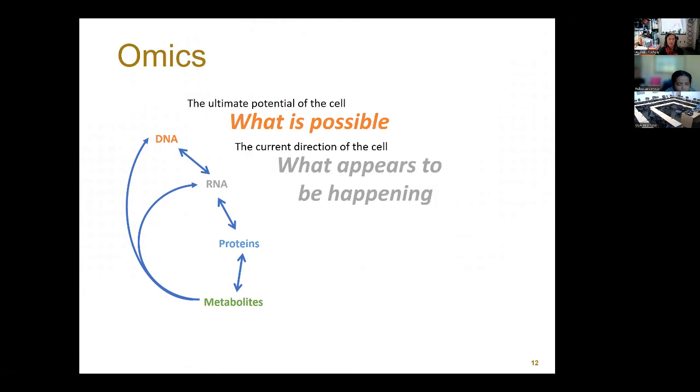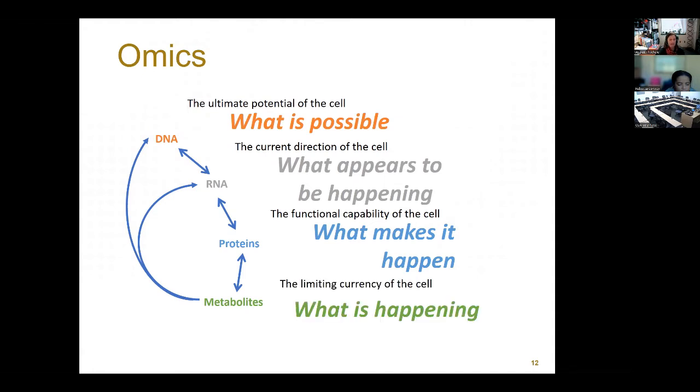Then moving along with the RNA, the next level of regulation, we're looking at the current direction of the cell. So what actually is happening. At the protein level, using proteomics, we can assess the functional capability of the cell, to see what actually makes things happen. And then the metabolite level is going to be the limiting currency of the cell. It really tells us what is happening right now.